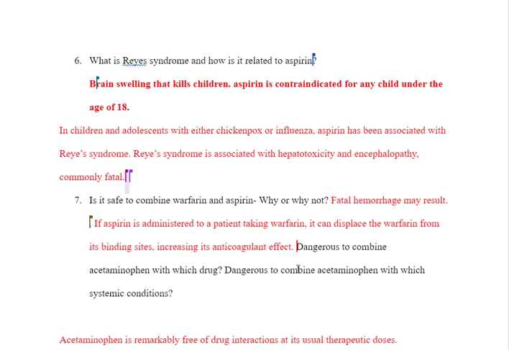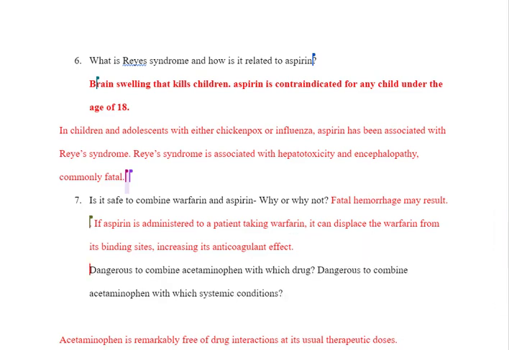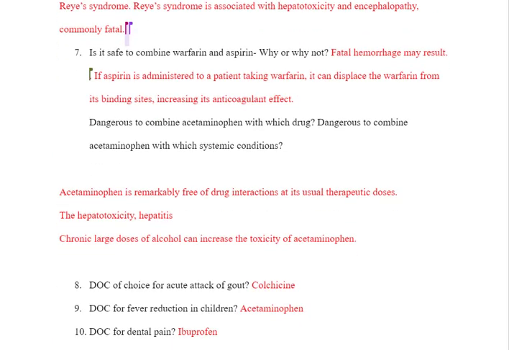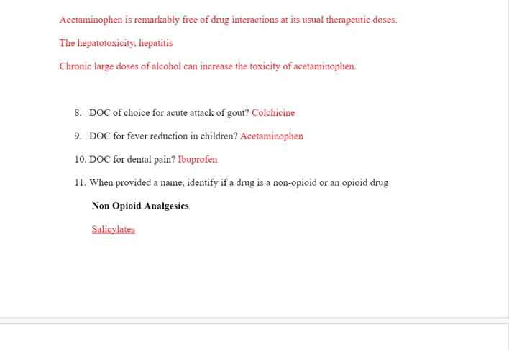Dangerous to combine acetaminophen with which drug? Alcohol. And dangerous to combine acetaminophen with anything to do with the liver. So if you see hepa, that means liver: hepatitis, hepatotoxicity, liver cancer. Drug of choice for acute attack of gout, colchicine. Fever reduction in children, acetaminophen. Drug of choice for dental pain, ibuprofen.